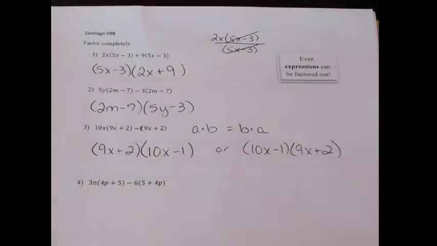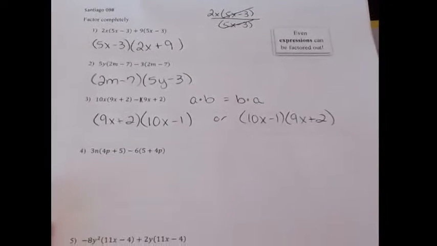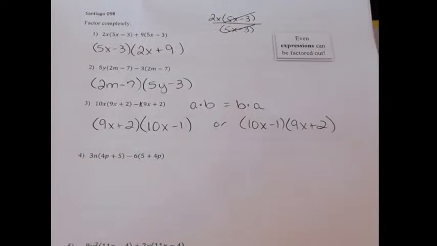All right, I want you to look at number 4. Let's see if you can get this one correct. I bet anything that I'm going to trick quite a few of you. Good luck. 3n times 4p plus 5 minus 6 times 5 plus 4p. Let's see what you got.